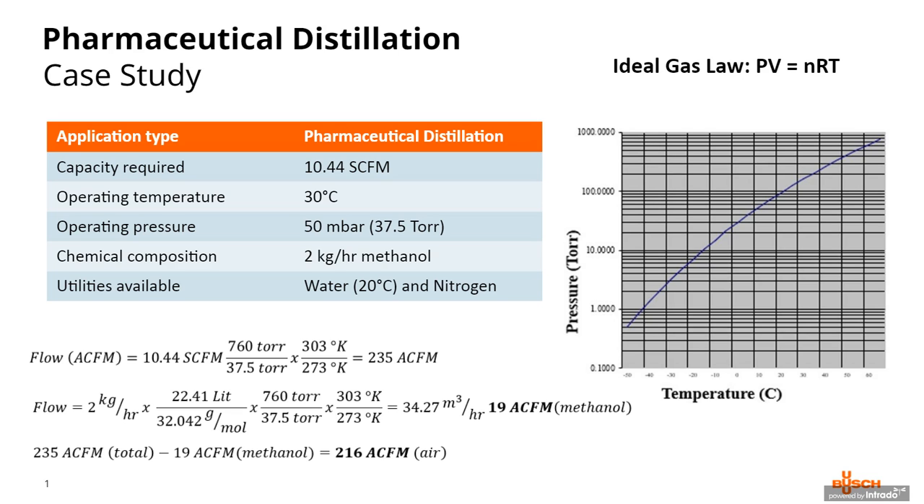Subtracting from the total flow of 235 actual cubic feet per minute, we get a flow rate of 208 ACFM, and that's of air. And working backwards, we can actually calculate the mass flow there, and that's used in the sizing calculations.